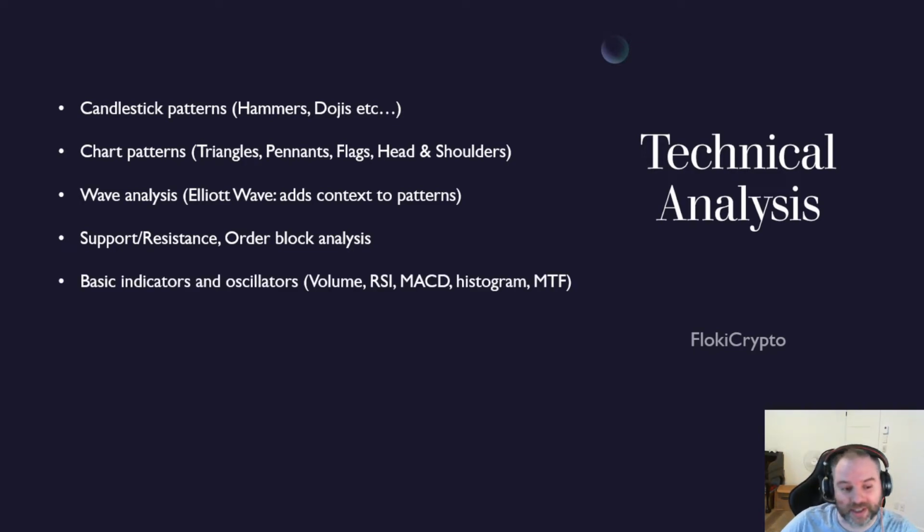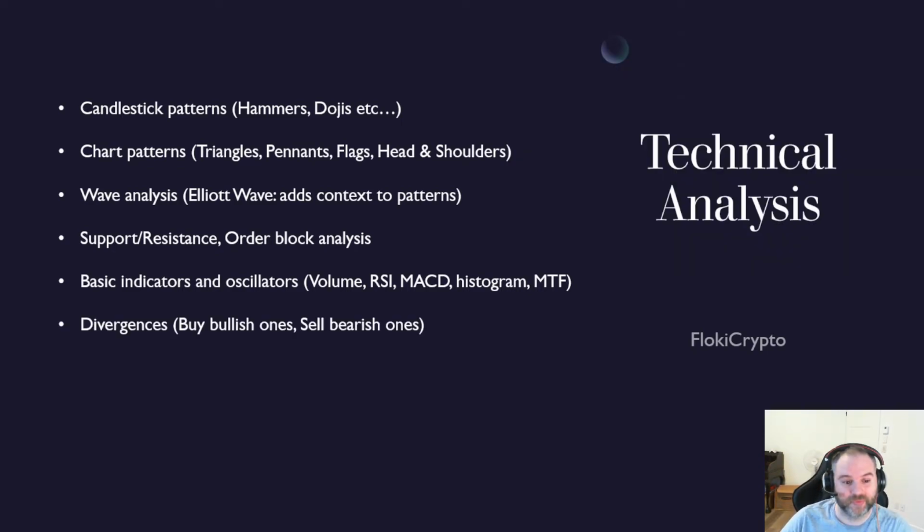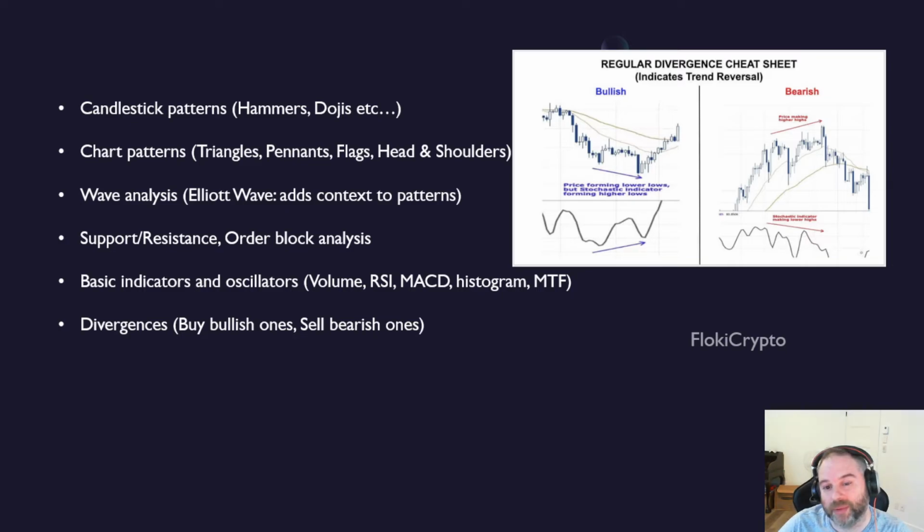And you have your basic indicators and oscillators like volume, RSI, MACD, histogram, and my friend's indicator, the MTF multi-time frame stochastics RSI indicator, which you can see at the bottom of this picture here. You can trade on divergences, buy the bullish ones, sell the bearish ones. The higher the time frame, the more consistent your profits will be.